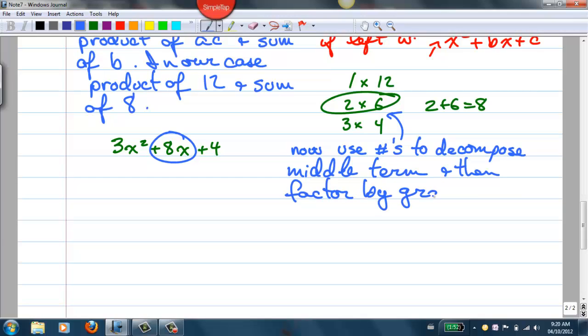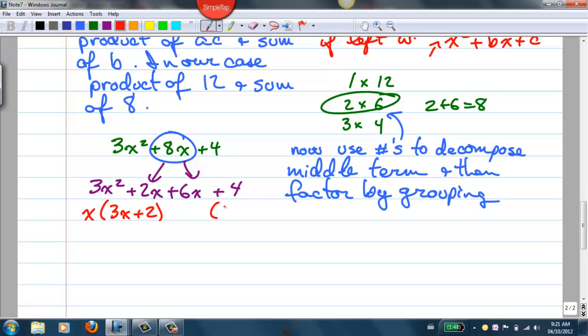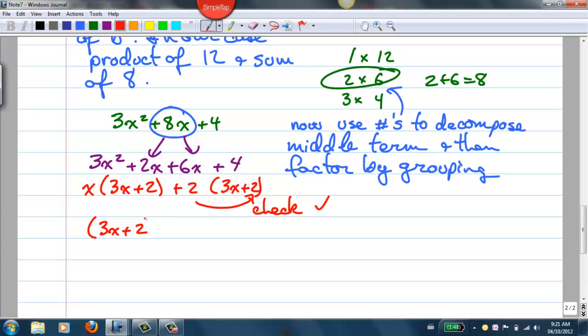Then we go ahead and factor by grouping. If you take a look at the first two terms, they have a common factor of x, so we pull that out and we're left with 3x plus 2. We must know that the second bracket's going to be the same, and we ask what do we multiply 3x by to get 6x? It has to be a 2. My common factor, 3x plus 2, the leftover bits, x plus 2.